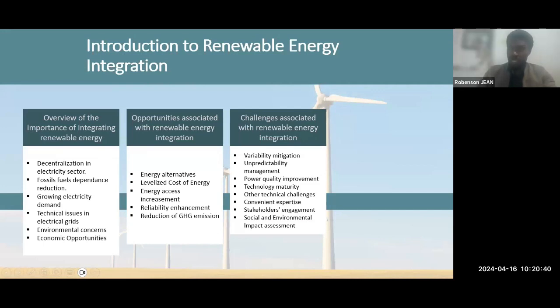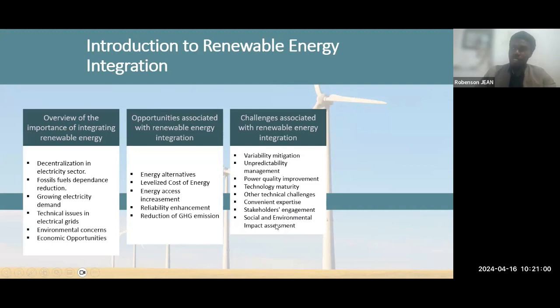We have to find the convenient expertise and also get some more stakeholders involved, like investors, founders, local community. So we have to convince people in order to get them interested in a renewable energy project.